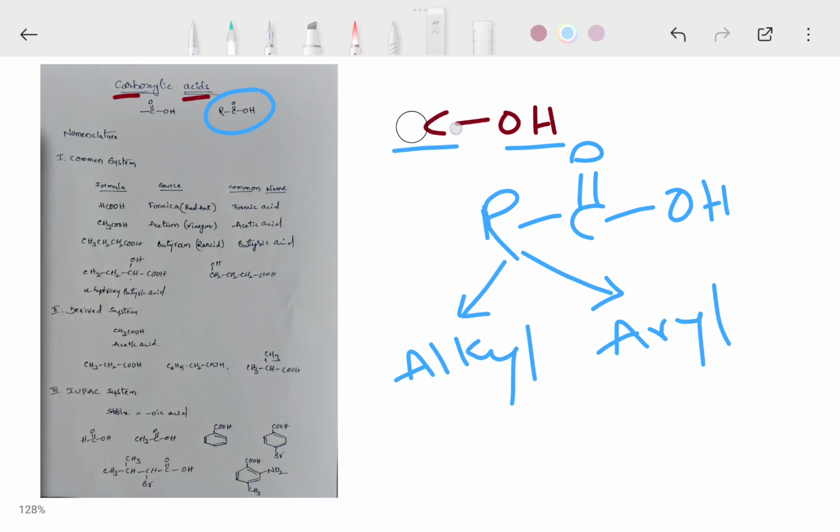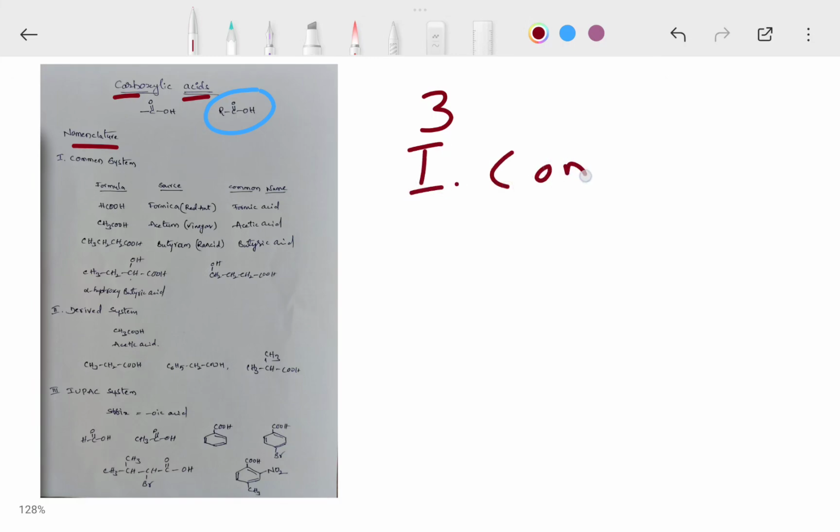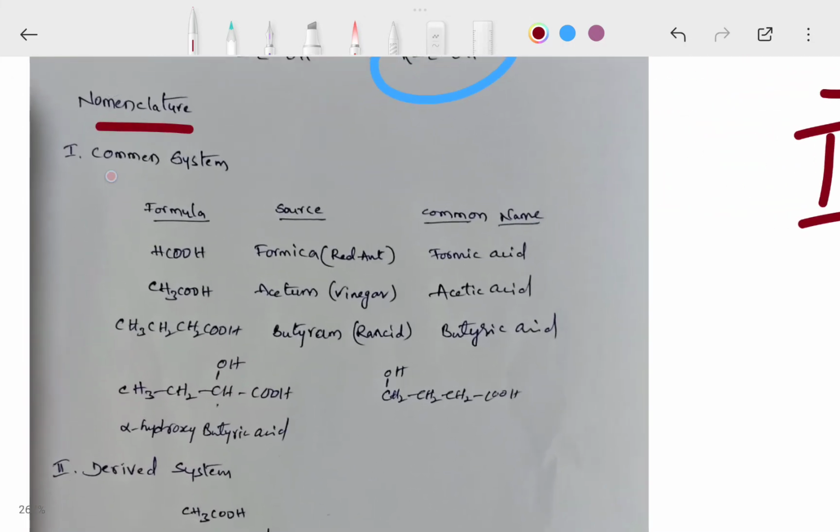Next, nomenclature of carboxylic acids. Three systems are used for naming carboxylic acids. The first one is the common system.